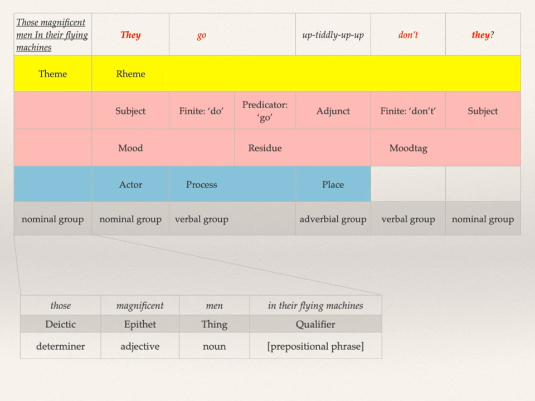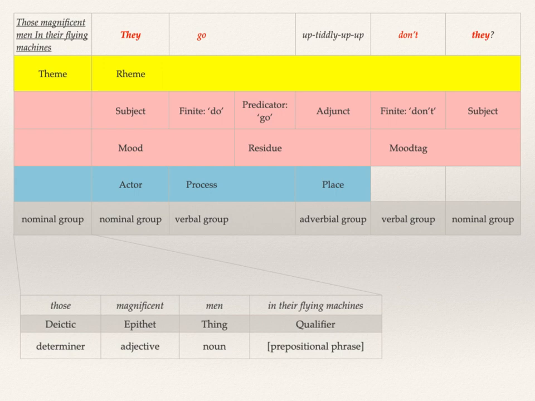meaning. Clause's message, textual, indicated by yellow. Clause's move, interpersonal, indicated by red. And clause's figure, configuration, experiential, indicated by blue.